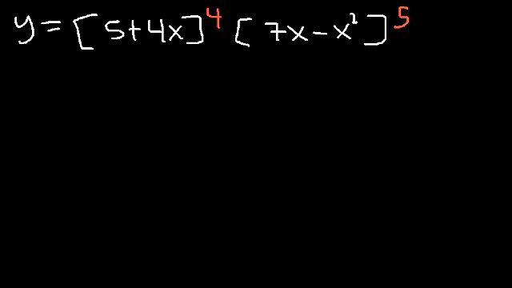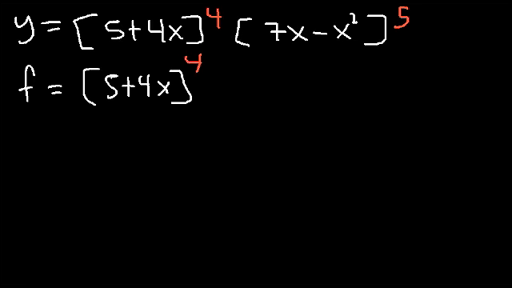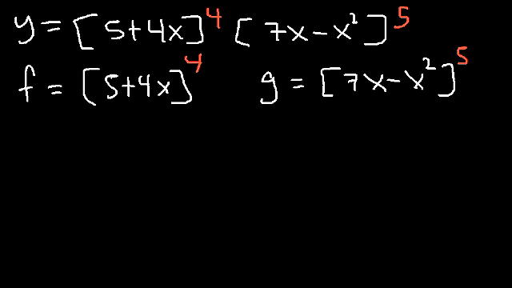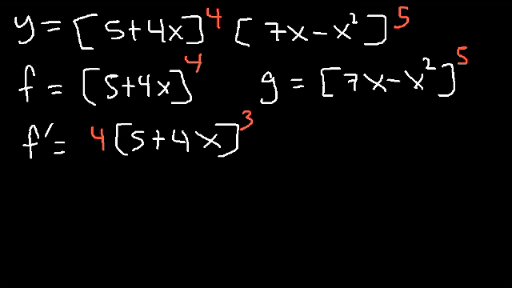So let's say if f is equal to the 5 plus 4x raised to the 4th power. Let's do it one step at a time. And let's say g is equal to 7x minus x squared raised to the 5th power. To find f prime, we need to use the quotient rule. So we're going to move the 4 to the front. So it's going to be 4, keep the inside the same, 5 plus 4x raised to the 3rd power, and then differentiate the inside. The derivative of 5 is 0, the derivative of 4x is 4.